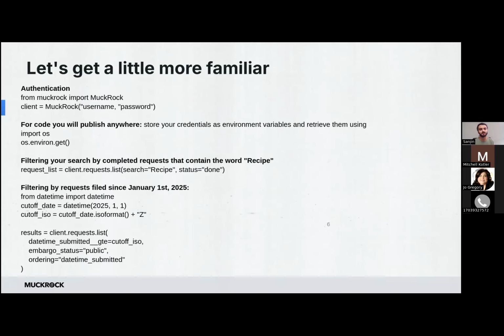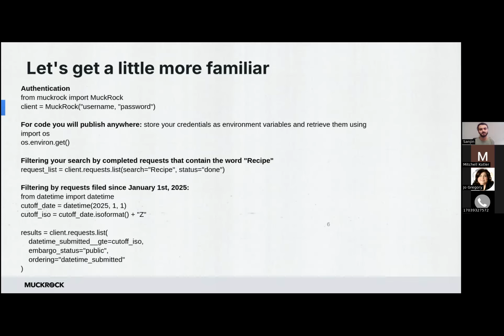If you're publishing code anywhere, I always advise folks to store those as environment variables. If you're just running something locally on your computer and you don't ever plan on publishing it, you can just type in your username and password and authenticate with the MuckRock servers, and that gets you a client which you can use to interact with each of our endpoints.